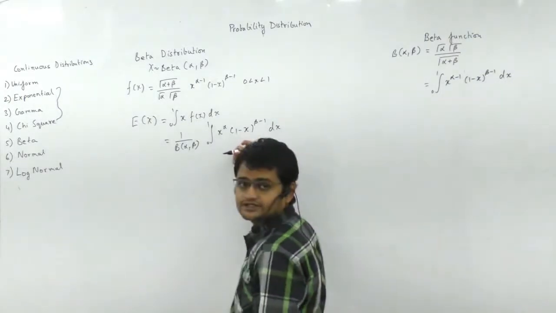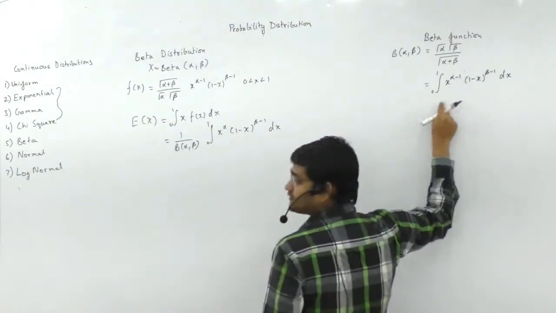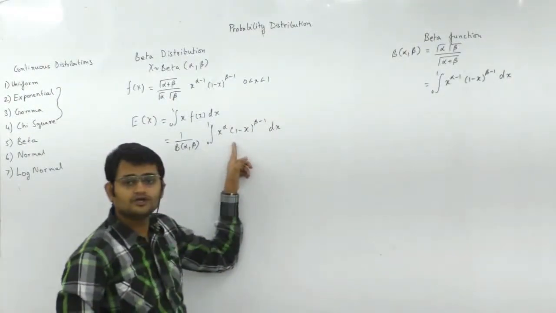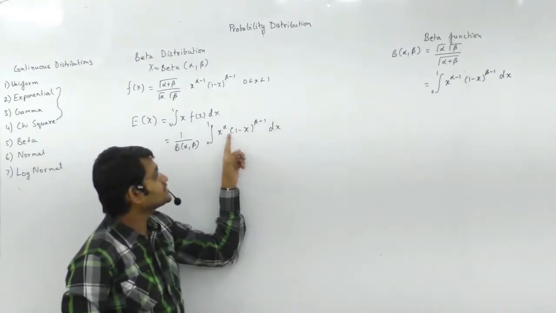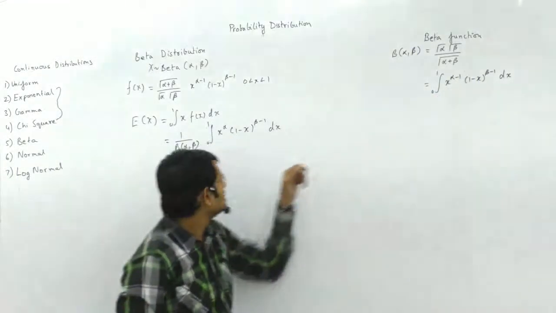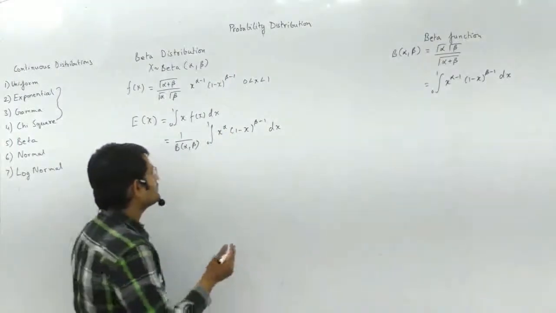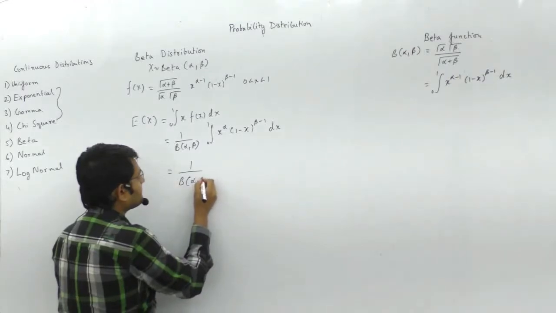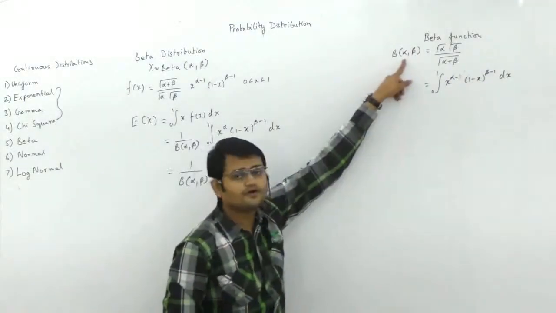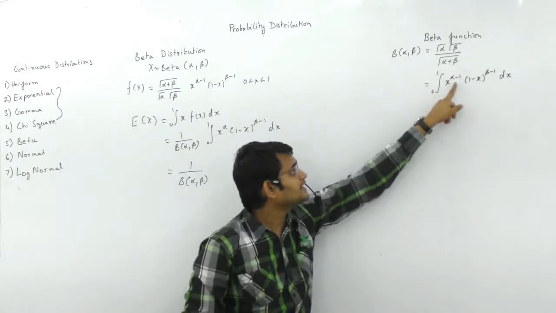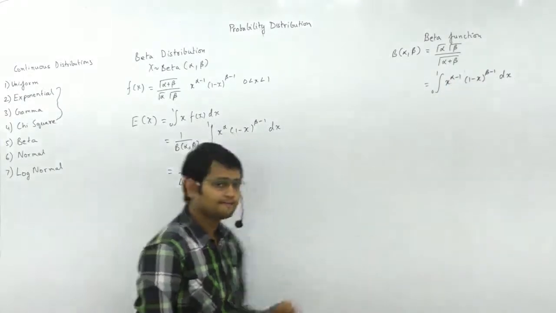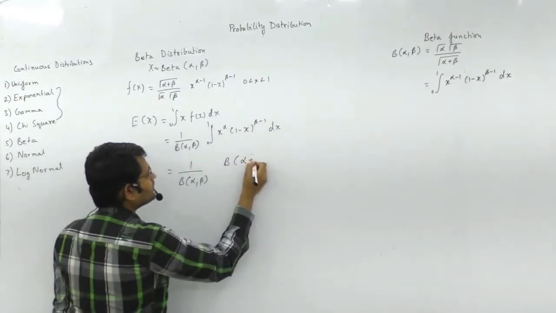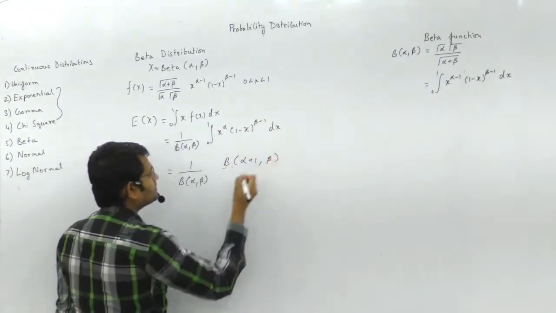Now again, this is very similar to the integration form of our beta function. The difference again is that here we had alpha minus 1, here we have alpha. So what we do is the same thing: if I put alpha plus 1 instead of alpha, I'll get alpha here. So this is nothing but beta of alpha plus 1 comma beta.